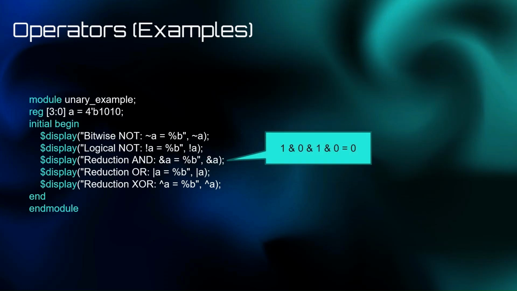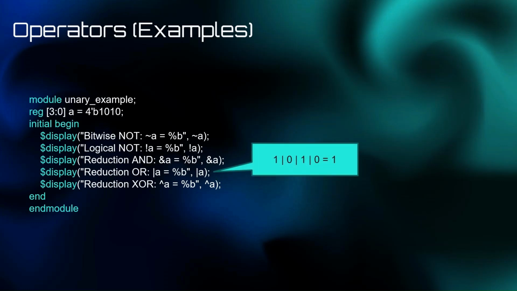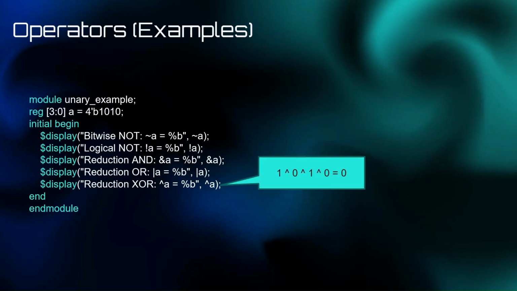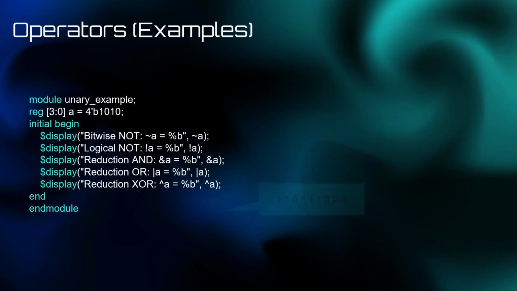We also have reduction operators. The reduction AND operator performs a bitwise AND reduction across all bits of A. For 1010, the result is 0. The reduction OR operator performs a bitwise OR reduction across all bits of A. For 1010, the result is 1. Finally, the reduction XOR operator performs a bitwise XOR reduction across all bits of A. For 1010, the result is 0. These operations are displayed using the $display function.